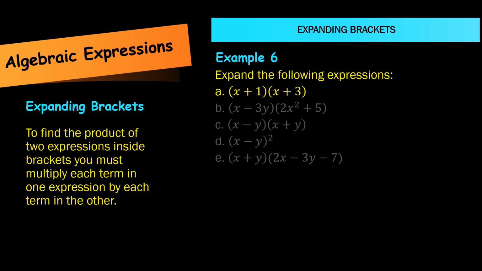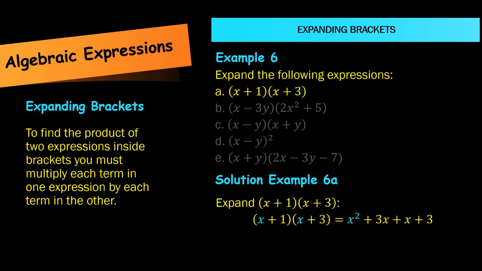So let's take a look at part A first. We are required to expand x plus 1 times x plus 3. So x times x is x squared, x times 3, 1 times x, and 1 times 3. So all the terms have been added together. Now we tidy up. So x squared remains as it is. 3x plus x is 4x. And 3 also remains as it is.